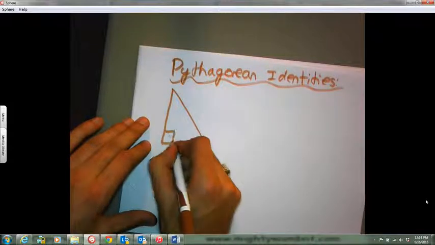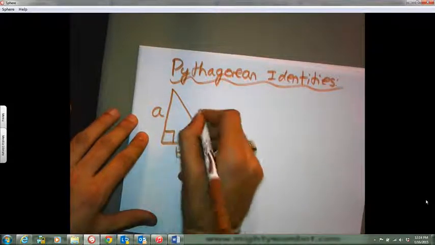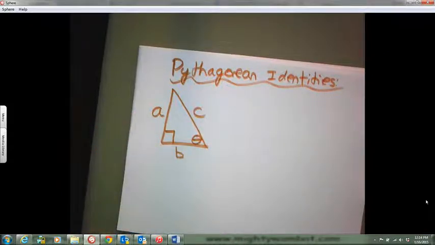So we have a right triangle here, ABC. Let's take 10 seconds. Next to the triangle, please write the Pythagorean theorem, to the right of the right triangle. And here's what we've got.